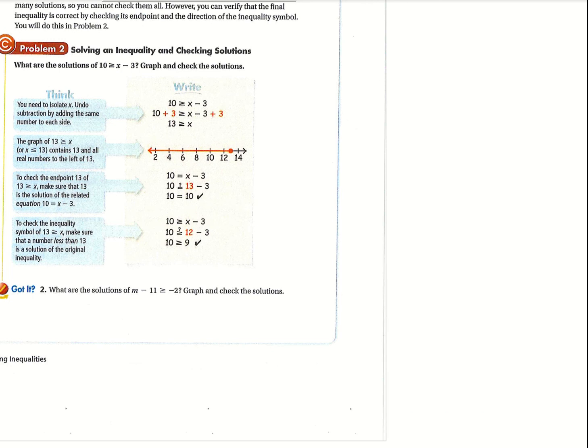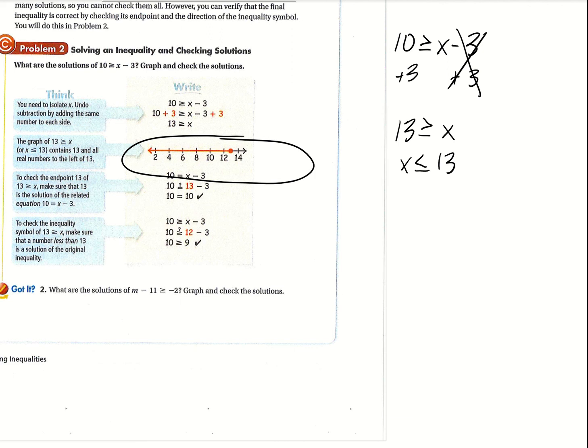Here on problem 2, we've just got another example. Once again, it's really similar to what we've done before. We have 10 is greater than or equal to x minus 3. Just like usual, we add 3 to both sides to use the addition property of equality, and those cancel. We have 13 is greater than or equal to x. You can also write that as x is less than or equal to 13 if that makes it easier for you to graph it.